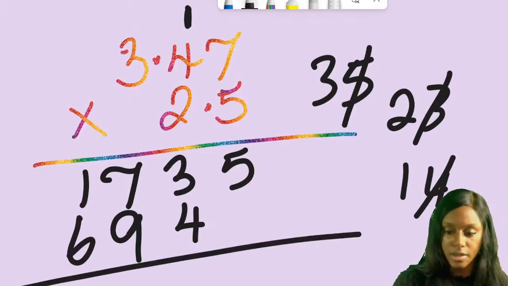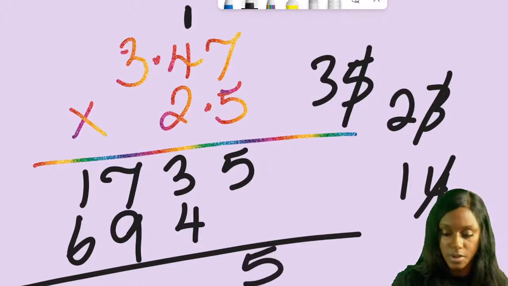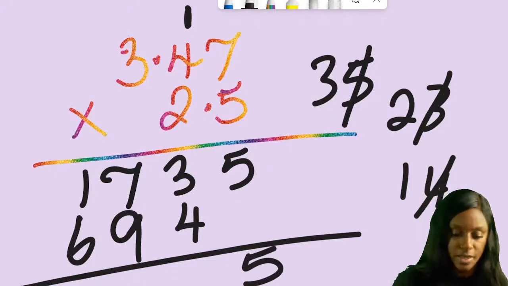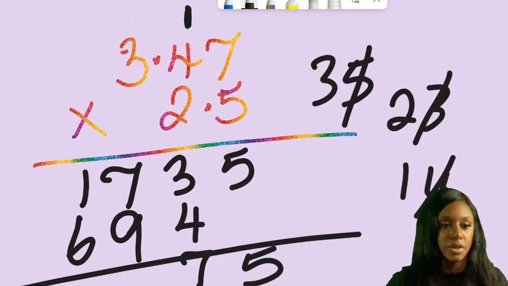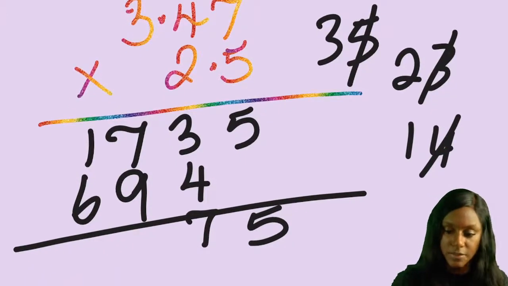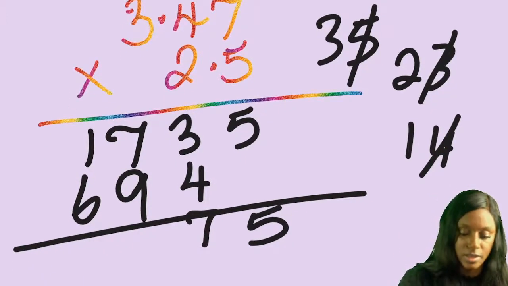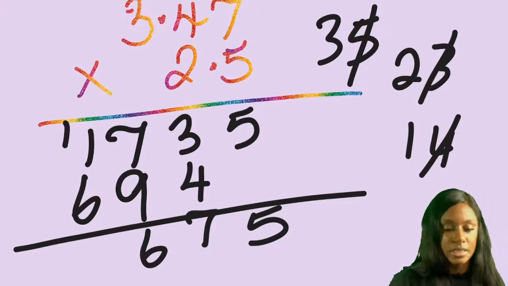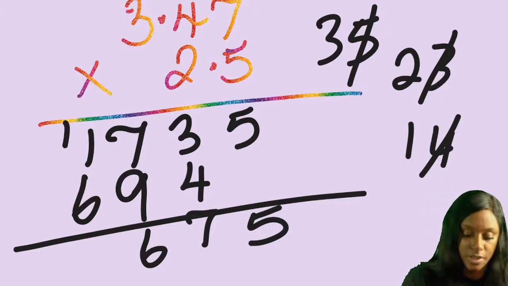Okay, then we add. 5. 3 plus 4, that's 7. 9 plus 7, that's 16. And 1 here. 6 plus 1, that gives us 8.